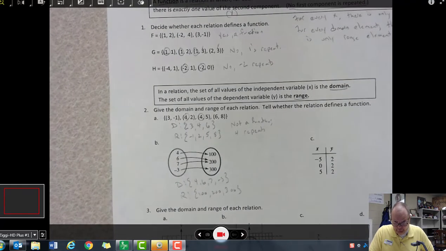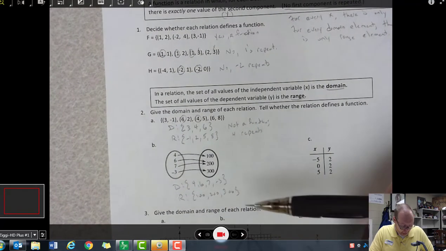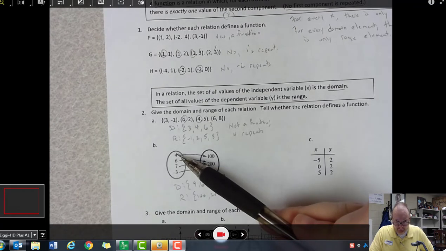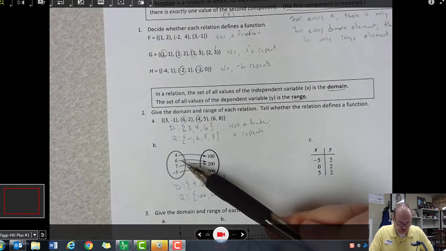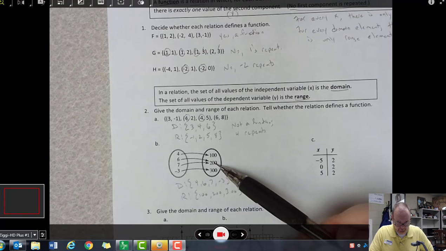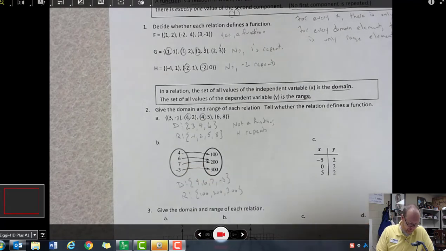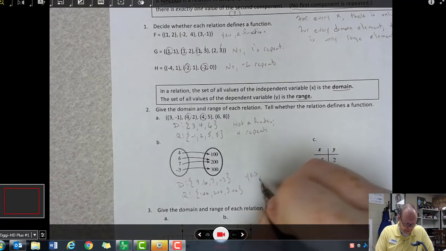And so then I want to determine if it's a function or not. So 4 only matches to 100. 4 never shows back up. 6 only matches to 200. 6 never shows back up. In fact, none of the domain elements show back up, so indeed this is a function.